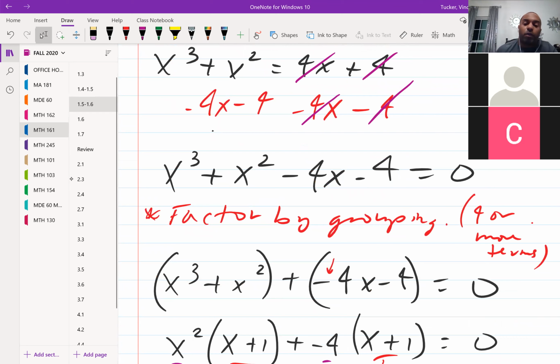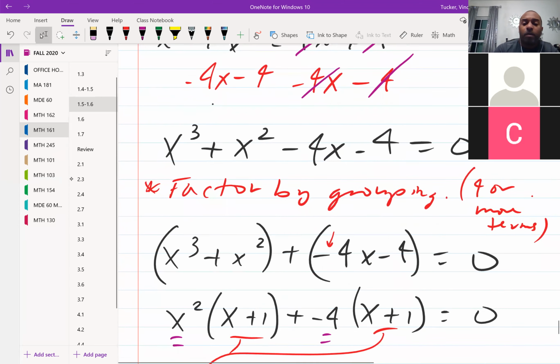So group together the first 2 and group together the second 2. If that doesn't work out, you can always move things around to see if moving terms around will work out better for you. In this case, we'll be all right. And in most cases, that will work out fine for you.